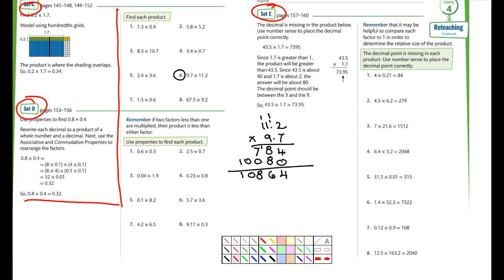And then remember the decimals, Mr. Kimmel. How many places do we have to move the decimals over? How many? 2. 1, 2. So I'm starting right here. I'm going to move it over 2 places. So the answer would be 108.64. So there's your answer for number 6. Okay.